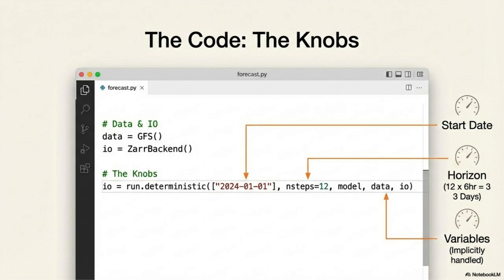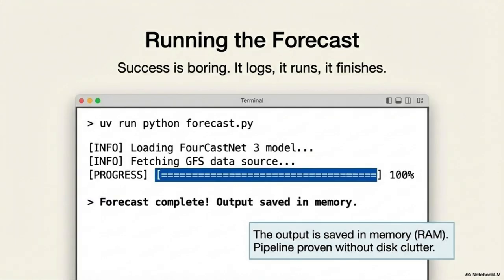Heading 9. Run it and confirm it worked. We type uv run python forecast.py. What does success look like? Success is refreshingly boring. Boring is good. In engineering, boring is fantastic. You see some logs pop up, loading model, fetching data, and then forecast complete. No crashes, no smoke, just done.